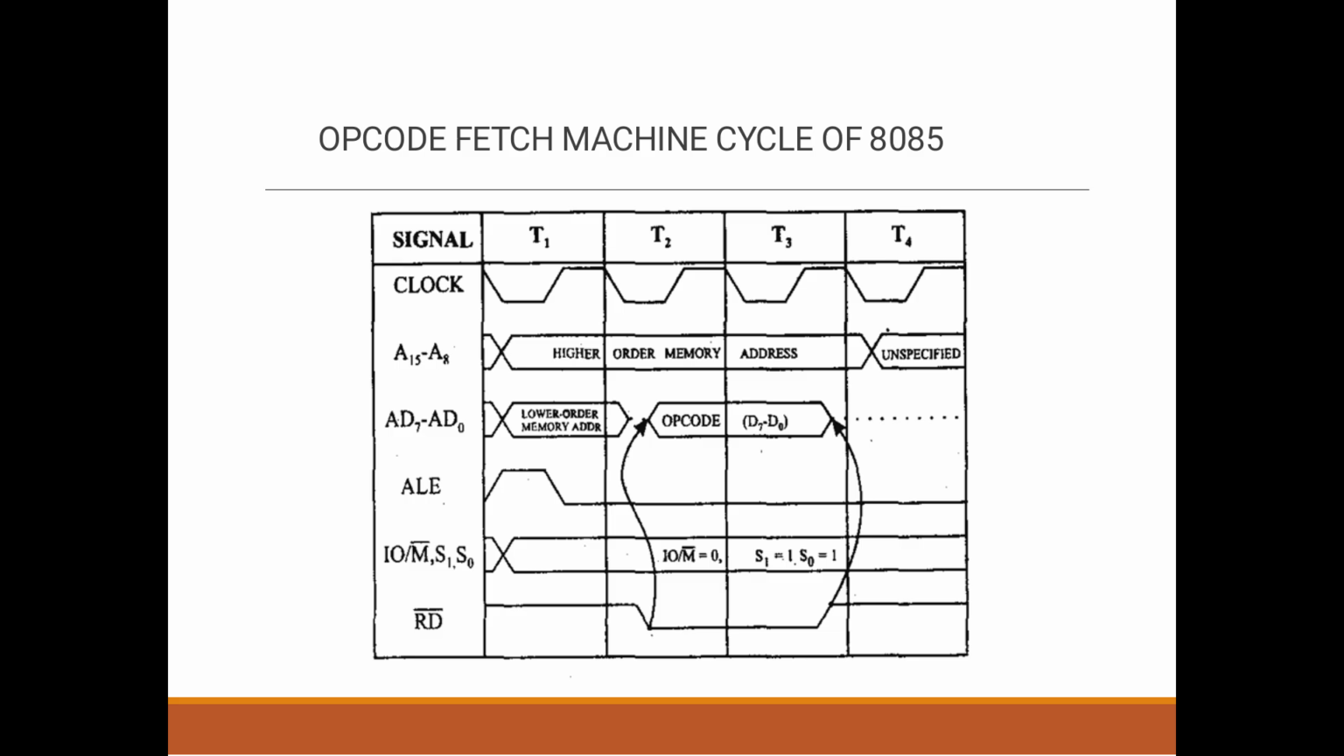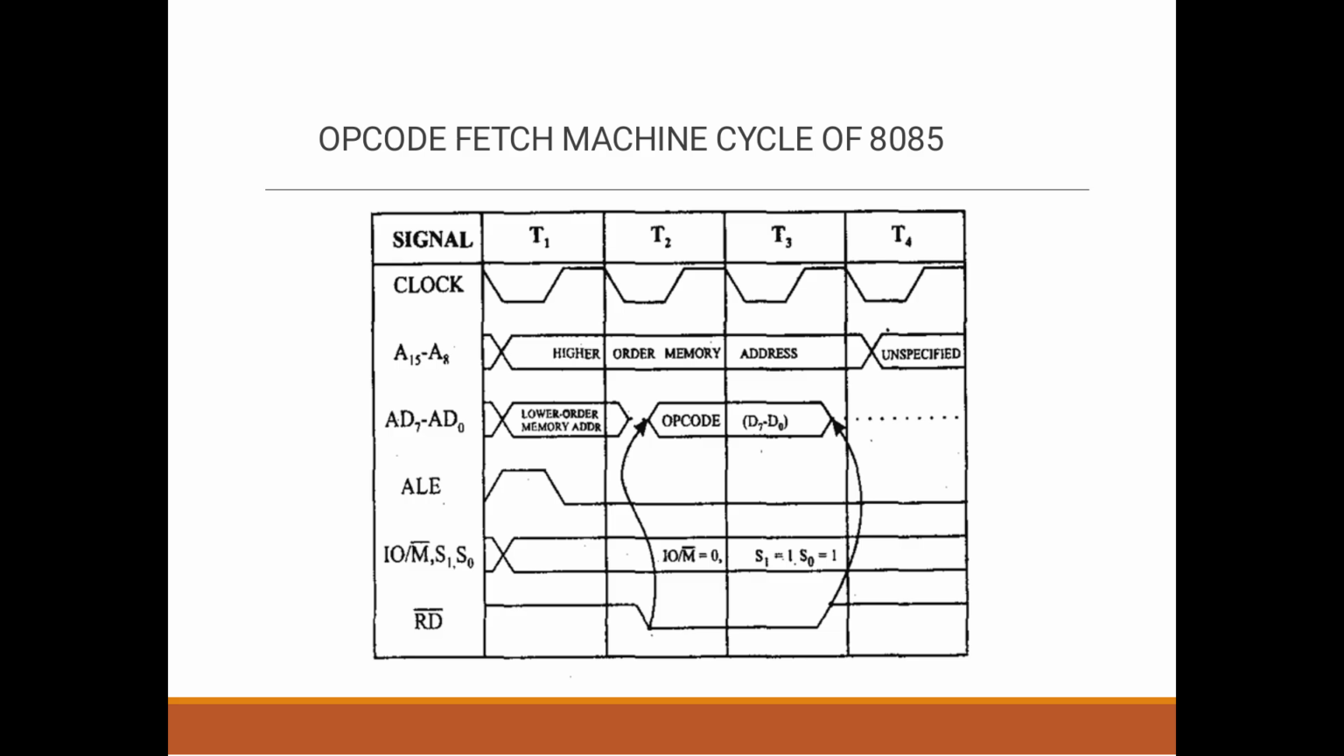Opcode fetch machine cycle of 8085 microprocessor. The opcode fetch machine cycle contains a total of 4 T states. They are T1, T2, T3 and T4. The first signal is the clock frequency. Every T state contains a rising edge and a falling edge. So here we have 4 rising edges and 4 falling edges in the clock signal. Next one is A8 to A15, that is the higher order bus. The first 3 states contain the higher order memory address, and in the T4 state it is unspecified.